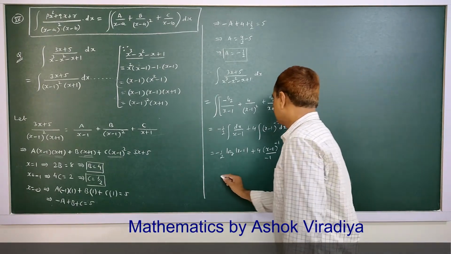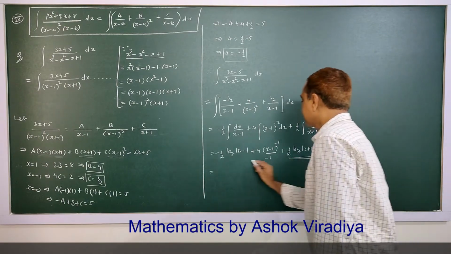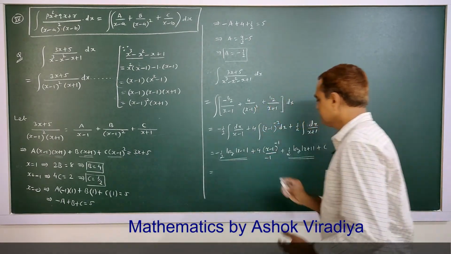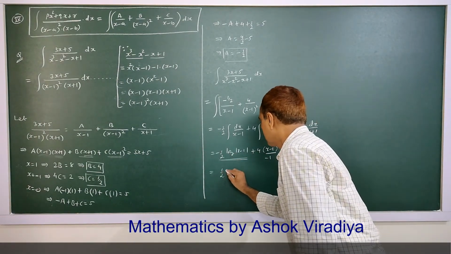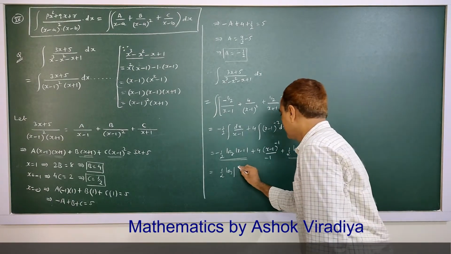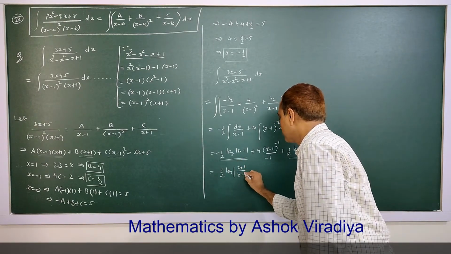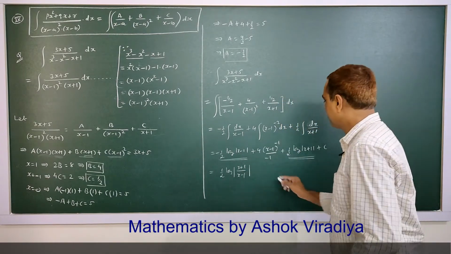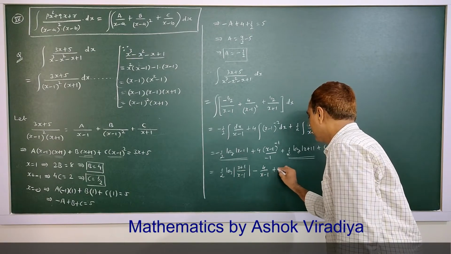So now see, these terms can be joined. 1 by 2 is common. Log mod x plus 1, this is with minus sign, so put here x minus 1, minus 4 upon x minus 1 plus c.